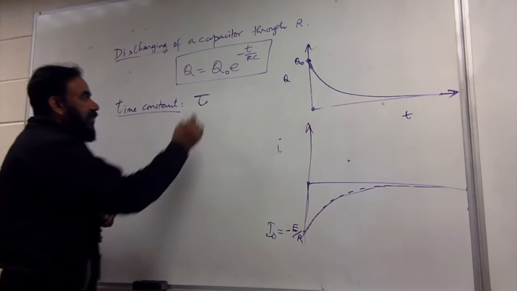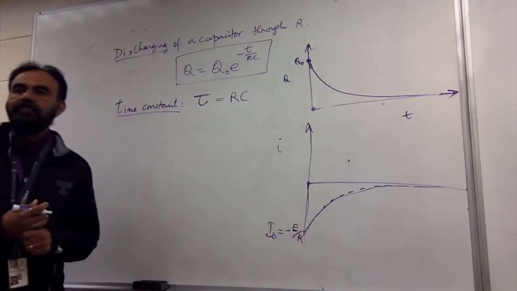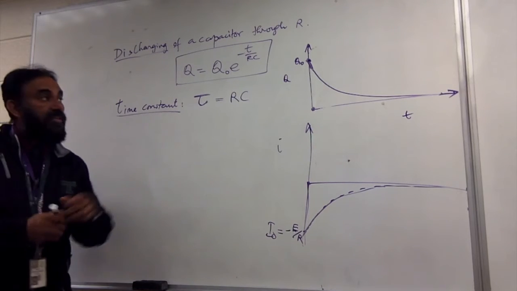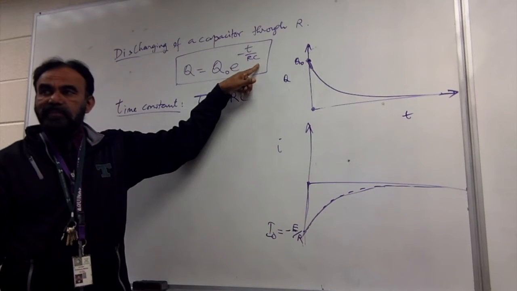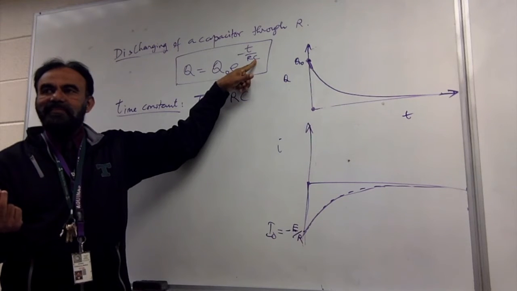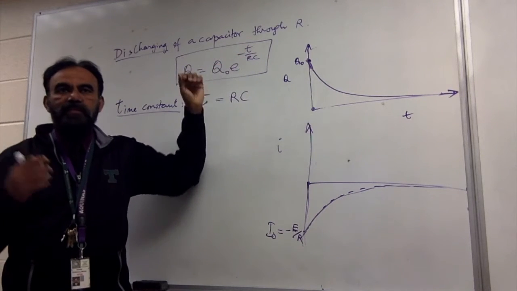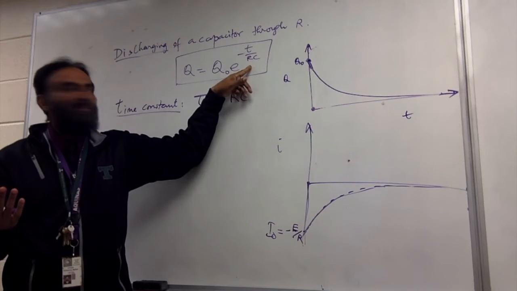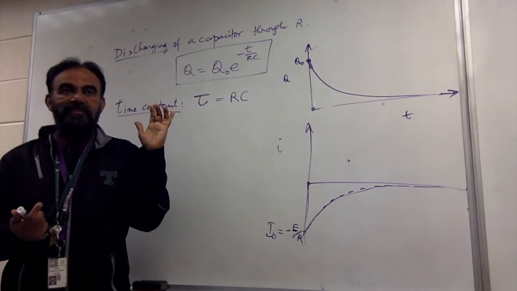And what is this tau? Tau is a certain amount of time, which is actually the product of R and C. As you can see in this equation, time is coming on the top and RC is coming in the denominator. That means they must have the same units. Otherwise, it won't be a pure number. The exponent has to be a pure number, like e to the power of minus 1, minus 2, minus 3. You can't have a variable sitting there. So time and RC are actually the same units, which is basically seconds.